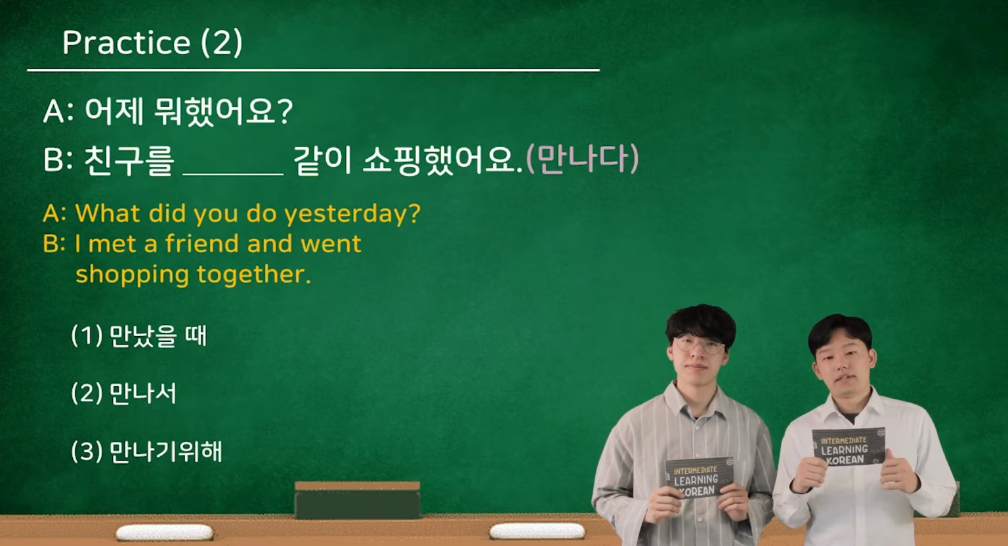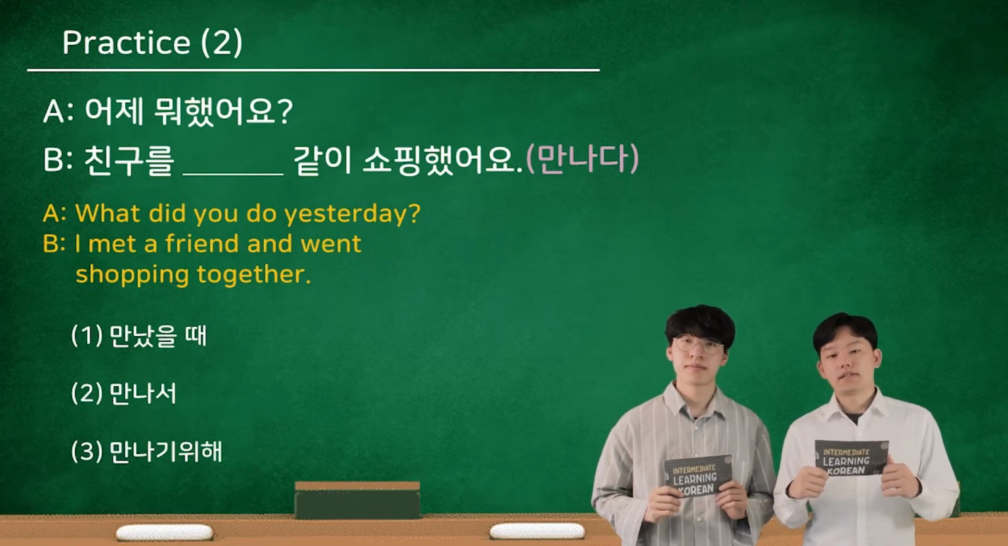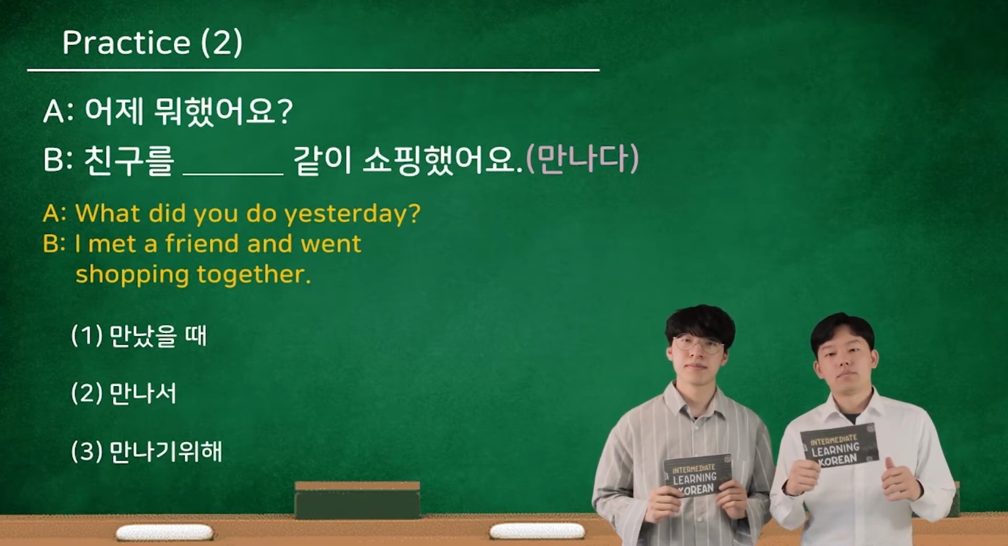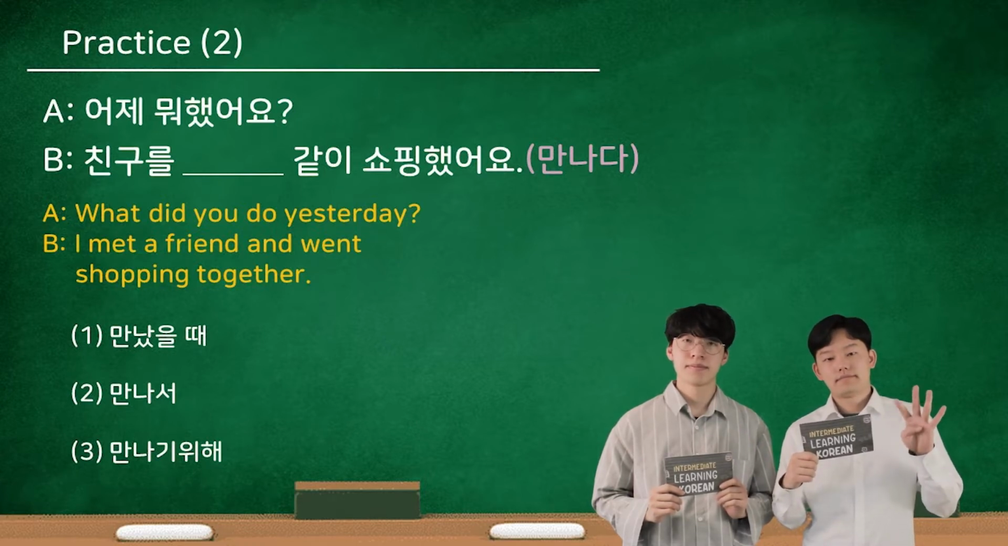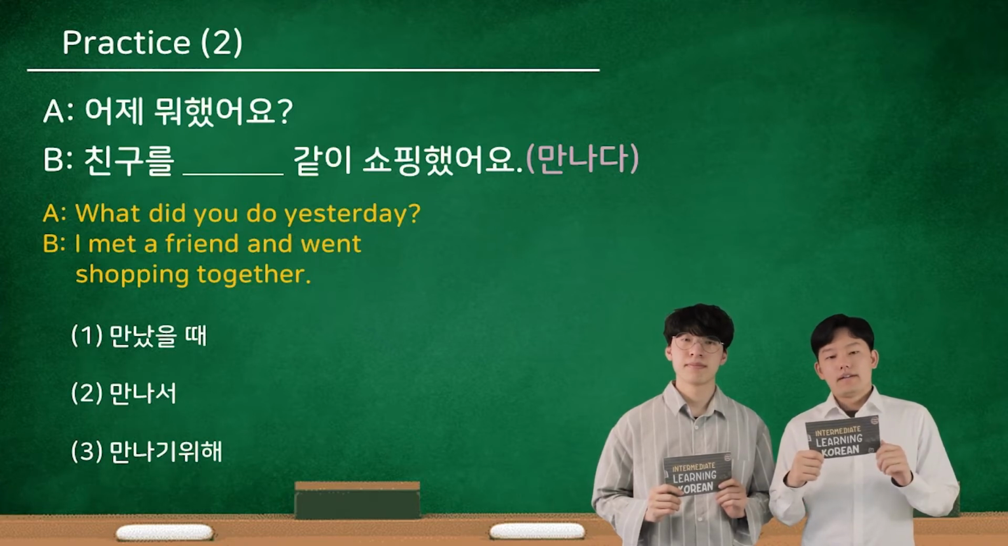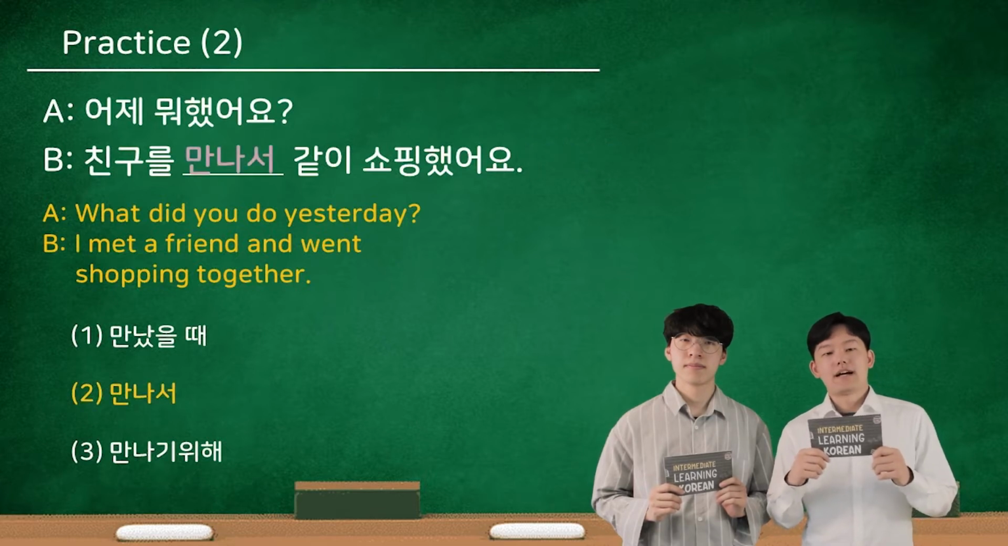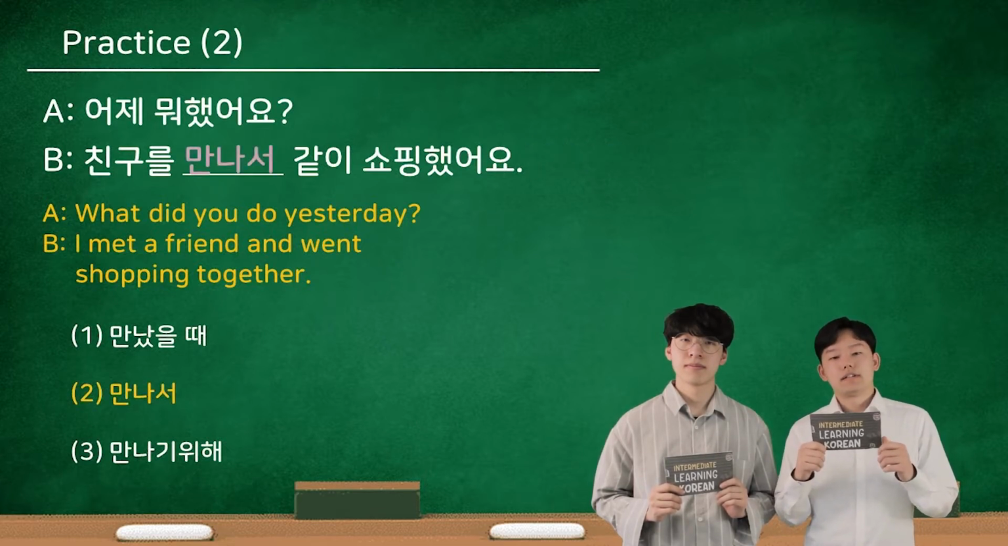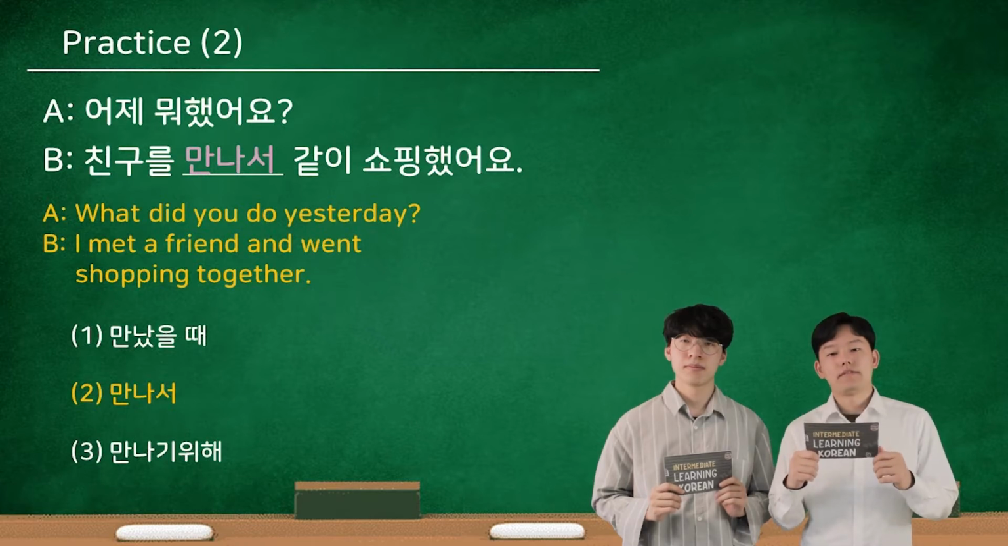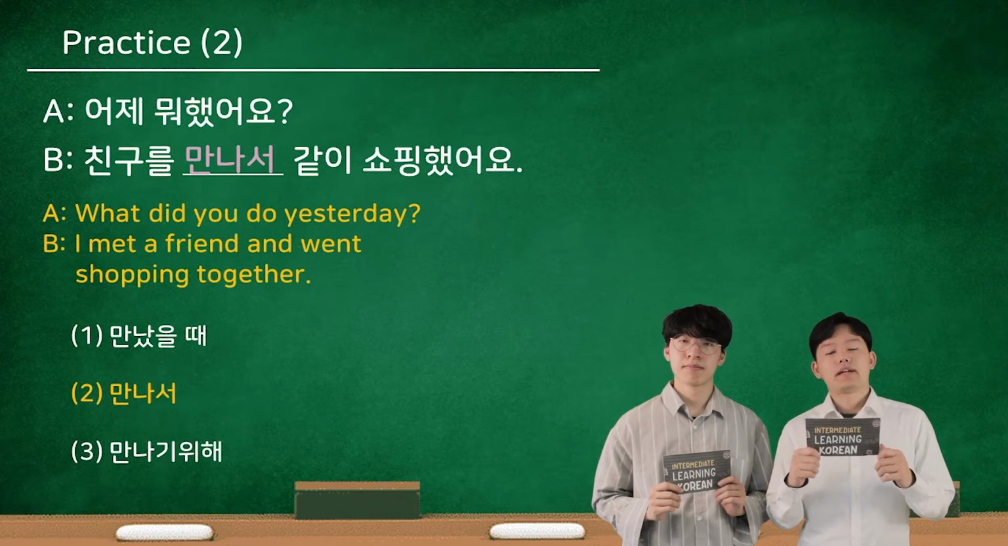A. 오늘 도서관에 가다. 공부할 거예요? B. 네, 내일이 시험이어서요. Okay, I will give you 5 seconds again. Try to solve it. Okay, yes, the correct answer is 가서. Because a is included in the stem of the verb 가다, 아서 is used.